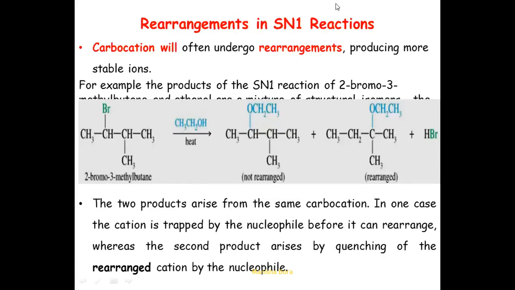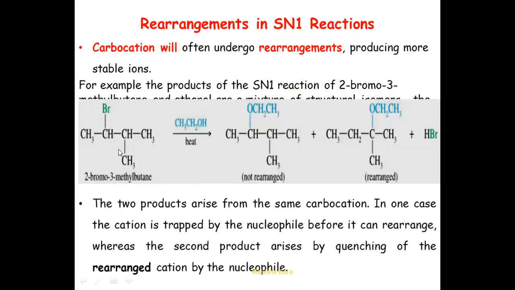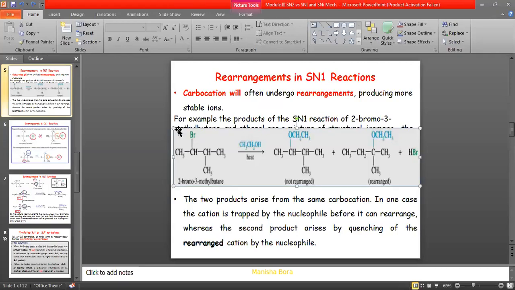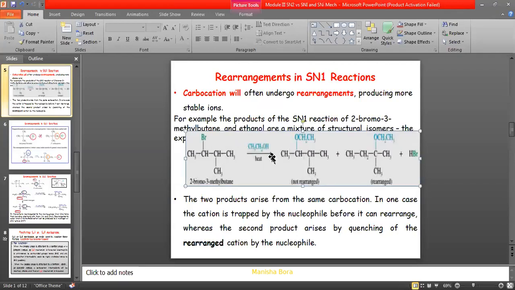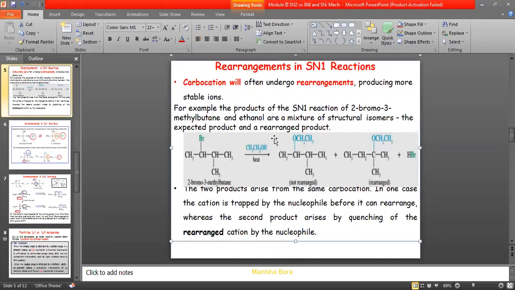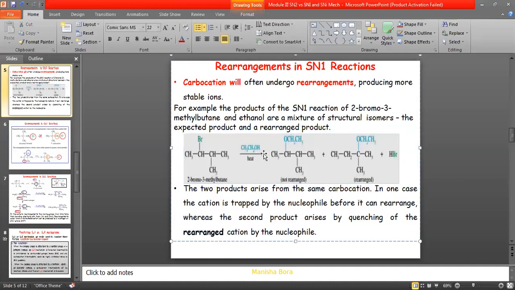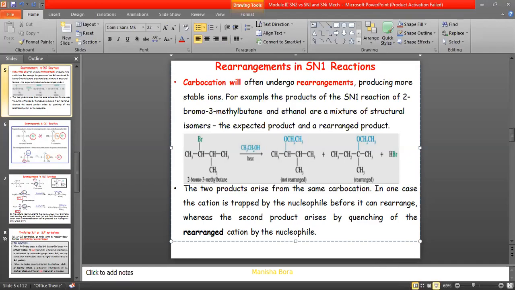Now again we will be talking in a little more detail about this SN1 type of reaction. It is observed that SN1 type of reaction many times proceeds with rearrangement. That means you get an unexpected product, and you'll find that the product is obtained with rearrangement. How? Let us see that.